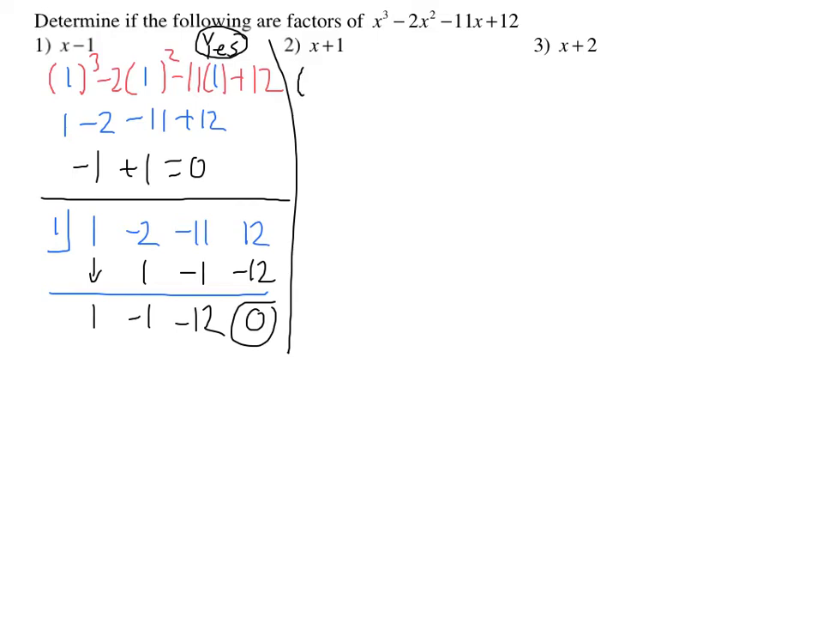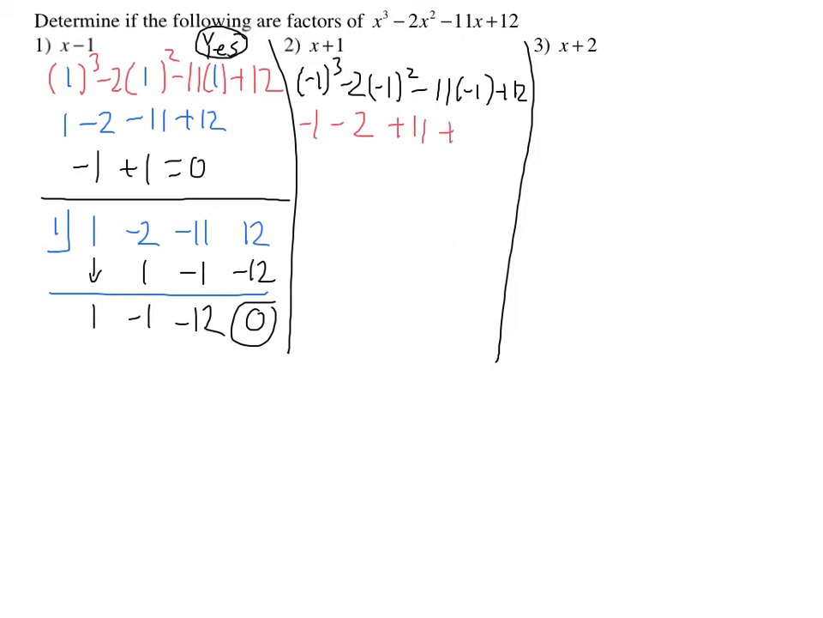So if I plug in negative 1 cubed minus 2 times negative 1 squared minus 11 times negative 1 plus 12. Take some space right there. Alright, so that would end up with negative 1 cubed, be careful, that's actually negative 1. Negative 1 squared is 1 times negative 2 is negative 2. Negative 11 times negative 1 is positive 11, and plus 12.